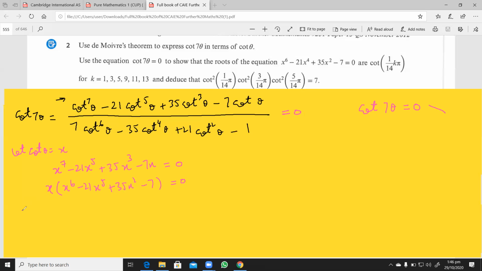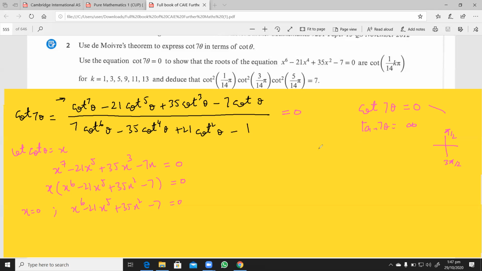So you have two solutions from here. One is x equal to 0. The other is going to be x to the power 6 minus 21 x to the power 5 plus 35 x squared minus 7 that is equal to 0. Okay. So when you solve this equation over here, can I write this as tan 7 theta that is equal to infinity? Yes. And you know that tan is infinity at either this pi by 2 or this 3 pi by 2. Okay. So we have to write the first 7 values for this.